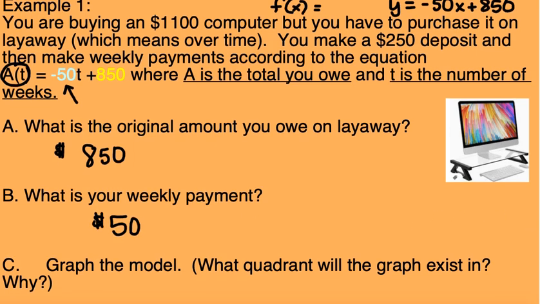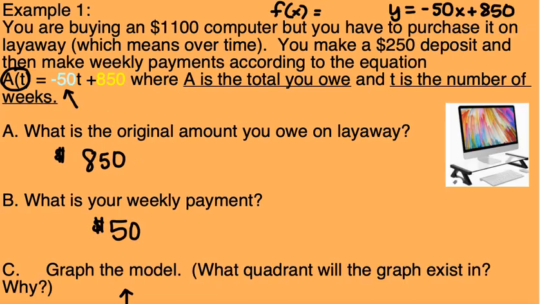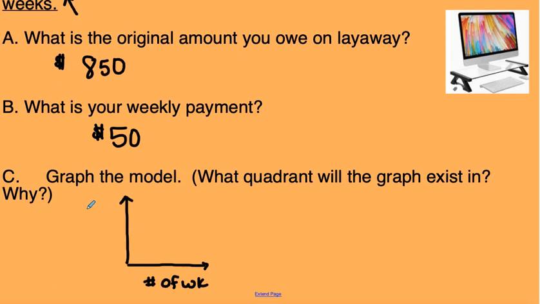All right, then it says graph the model. So I want you to think about that for a second. What quadrant would this have to exist in if we're talking about paying off something? Well, most real life examples, most, not all, but most, are going to exist in quadrant 1. So I'm actually just going to draw quadrant 1. And I'm going to list, this is the time or the number of weeks, because that's what t was in this case. And A is the amount you owe.